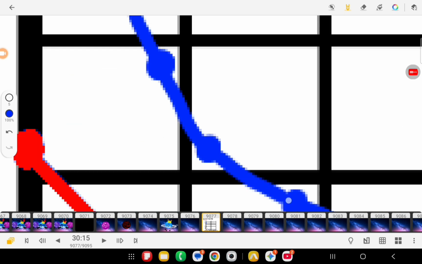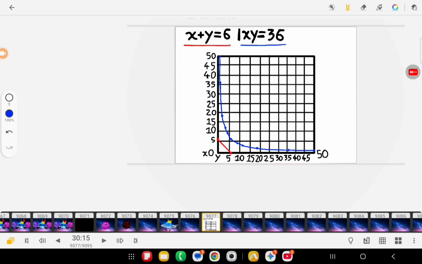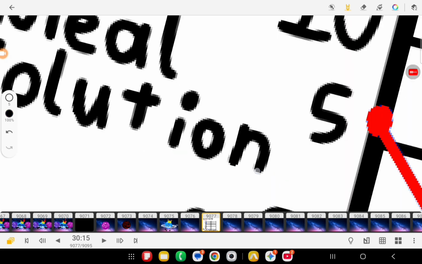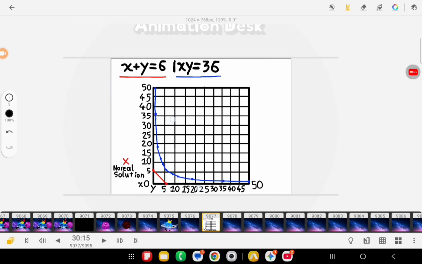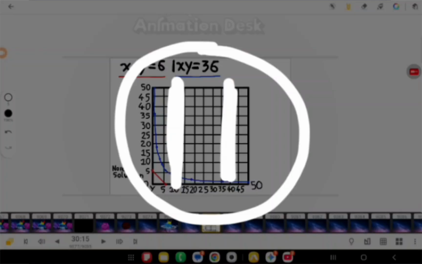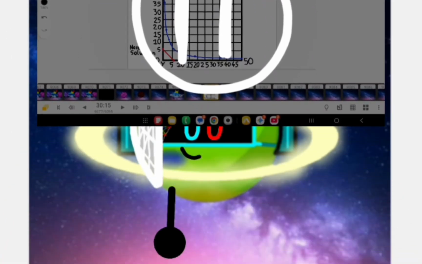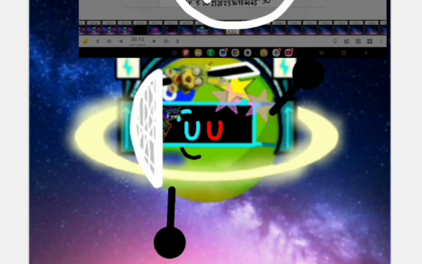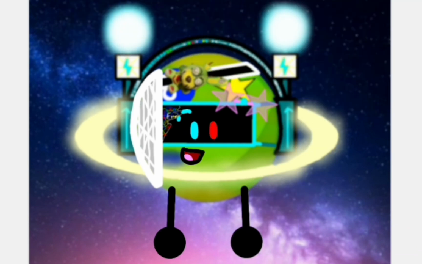Now that I have constructed the lines, I can clearly see they don't touch, which tells me there is no real solution. The linear line is the sum equation, x plus y equals 6, and the curved line is the product equation, xy equals 36. But hold on, pause for a moment. While there may be no real solutions, there is also another way we can prove this, and this is by solving algebraically.